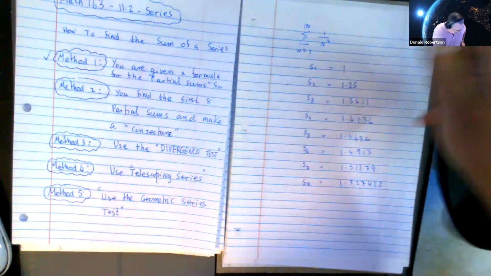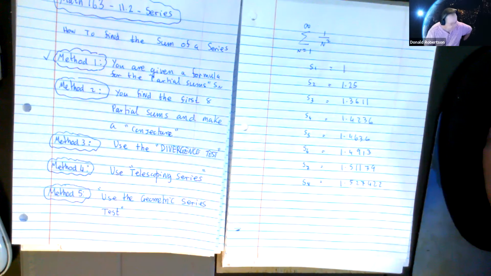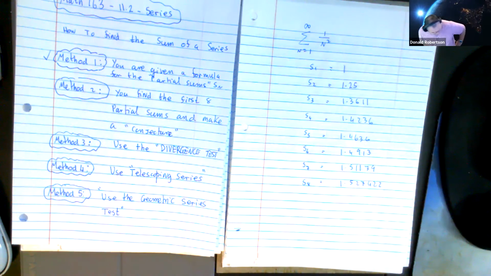Now, if you are lucky, which I'm not, you should be able to make a conjecture. Conjecture is just a fancy word to sound better than it is. A conjecture is an intelligent guess. I can't prove that I'm right. I'm just going with my gut feeling. Am I right or am I wrong?